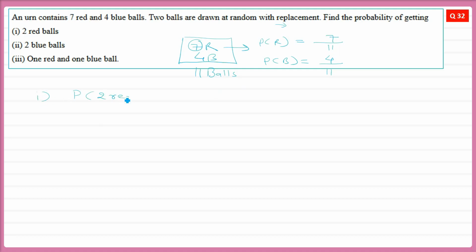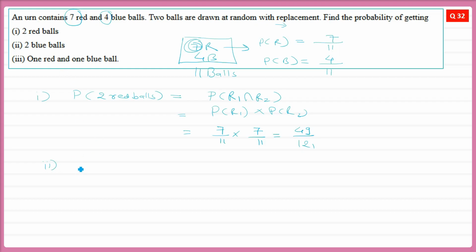So the probability of getting 2 red balls, that means the first one should come red and the second should also come red. So this is the probability of R1 intersection R2, R1 followed by R2. So this is P(R1) multiplied by P(R2) because these two are independent events. And this R1, R2 goes up to R7, that is, there are 7 red balls. So the probability remains similar for P(R1), P(R2), P(Rn) till 7. So this will be 49 by 121, when we multiply 7 into 7 divided by 11 into 11.